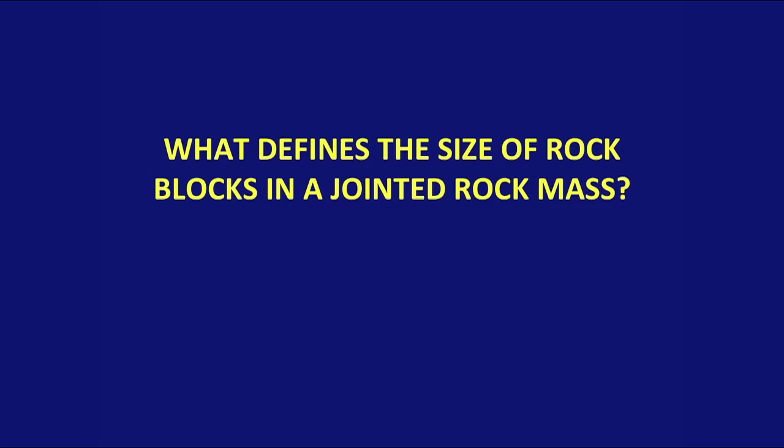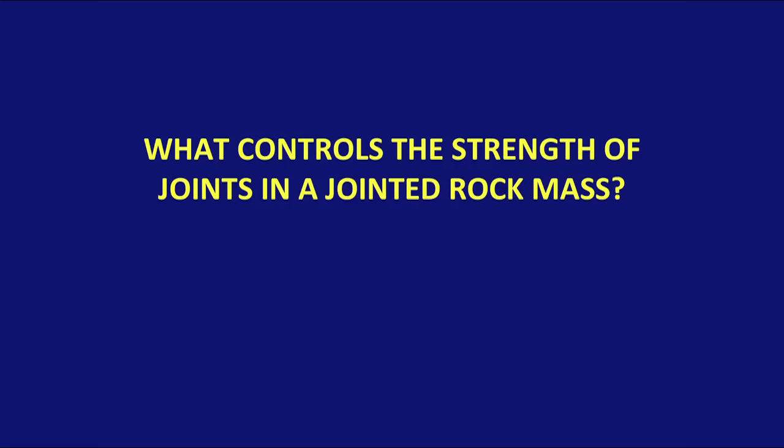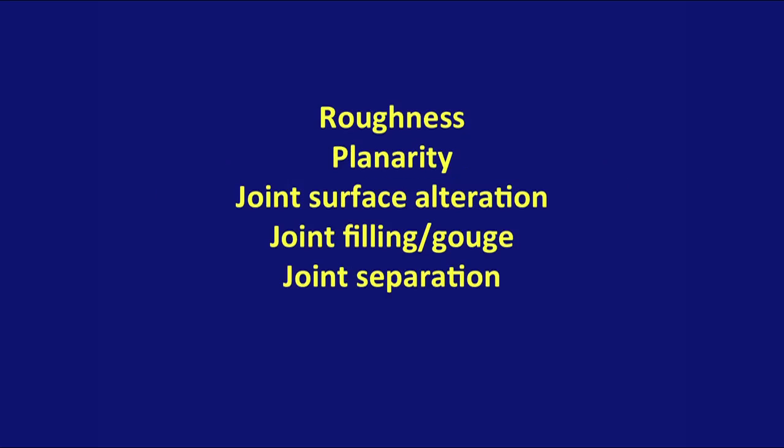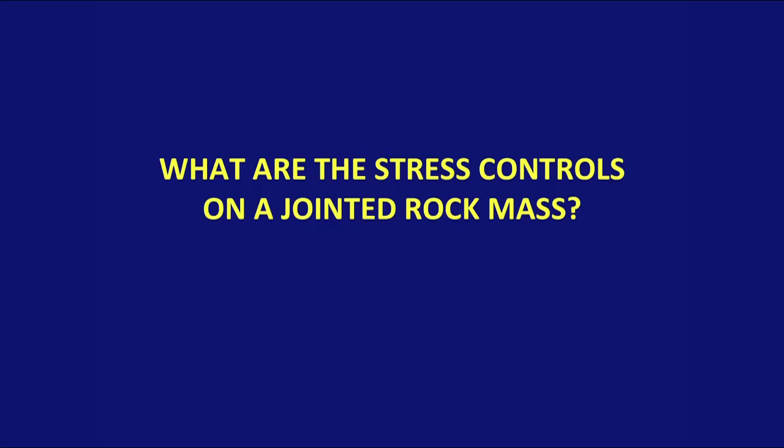Next question, what defines the size of rock blocks in a jointed rock mass? Numbers of joints and joint spacings. Next question, what controls the strength of joints in a jointed rock mass? The following: roughness, planarity of the joints, the joint surface alteration, joint filling or gouge, if there is any, and the separation between the joint surfaces.